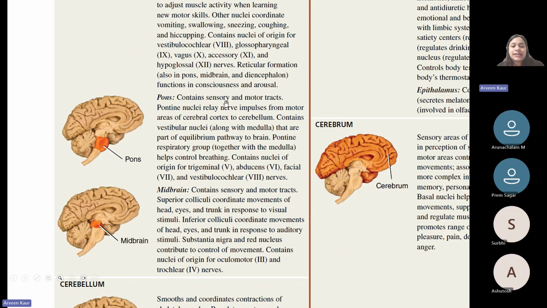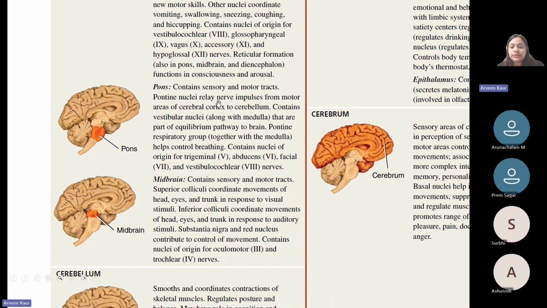Then comes pons. Over here, it contains sensory and motor tracts. The pontine nuclei relay nerve impulses from the motor areas of the cerebral cortex to the cerebellum. It also contains vestibular nuclei that are part of the equilibrium pathway to the brain. The pontine respiratory group helps control breathing. It contains nuclei of origin for trigeminal, abducens, facial, and vestibulocochlear nerves.